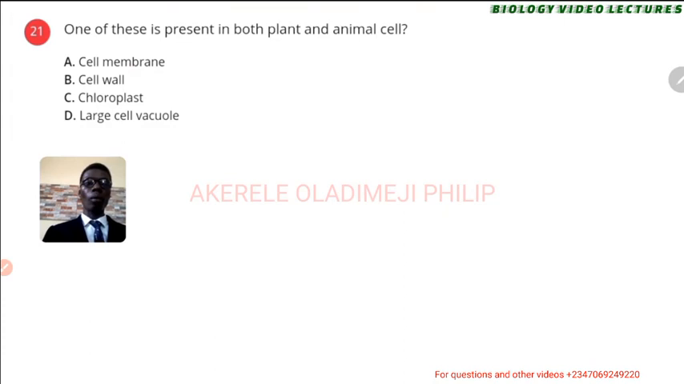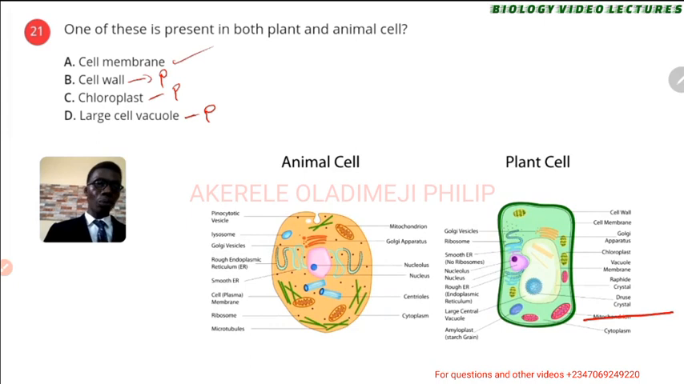One of these is present in both plants and animals. From this option, of course, large vacuole is only in plant alone. Chloroplast is only in plant alone. Cell wall is only in plant alone, while cell membrane is common to both plant and animal. So here you can see this first layer is cell membrane. Well, this is cell membrane also. There, so they both have cell membrane. The only thing is that plant cell has additional structures, and animal cell also has some structures which are not present in plant cell.